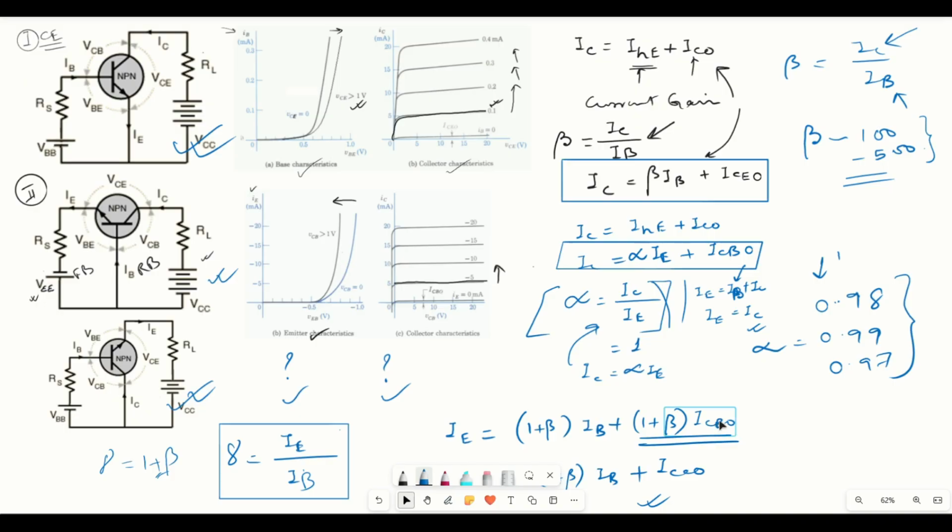I hope you have understood today's class. In the next class, we will be looking at various practical examples where transistors are used.